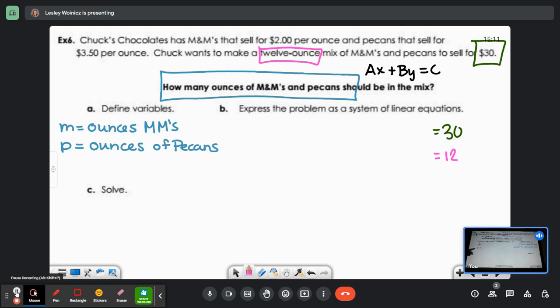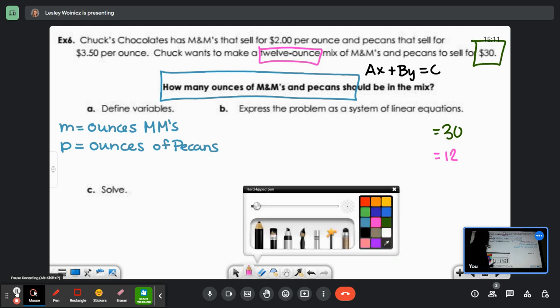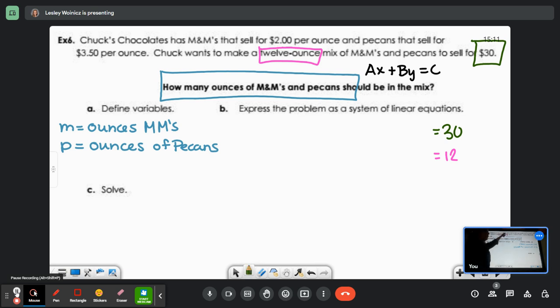Okay, Cole, tell me what you were saying about the money. $2 per ounce of M&Ms. Yeah, we got $2 per every ounce of M&Ms. So does everyone see that I could write that as 2M? Okay, plus how much for every ounce of pecans? $3.50. There's one.